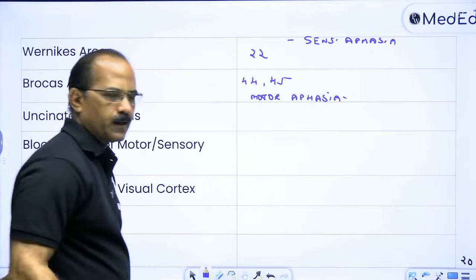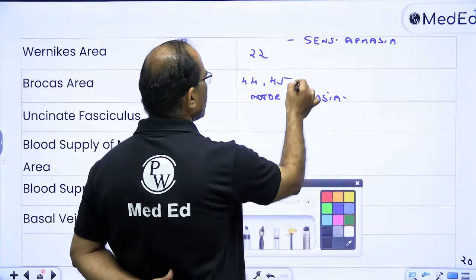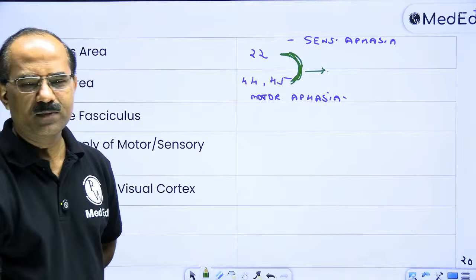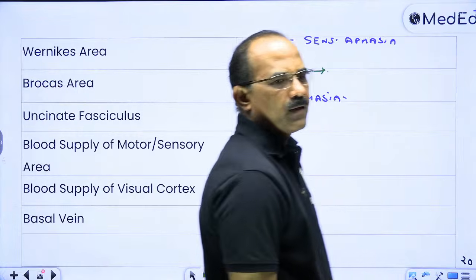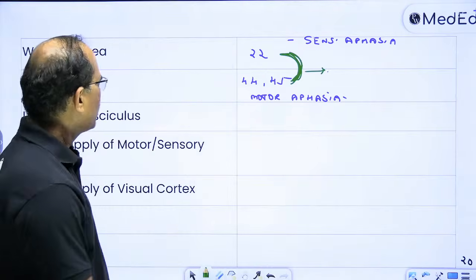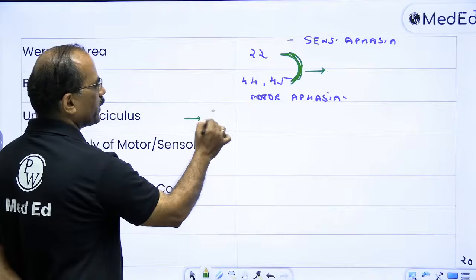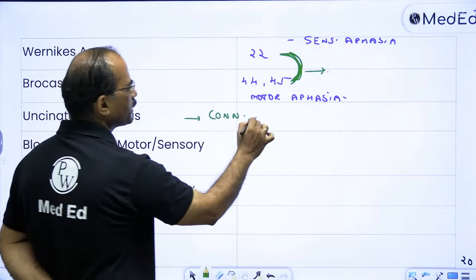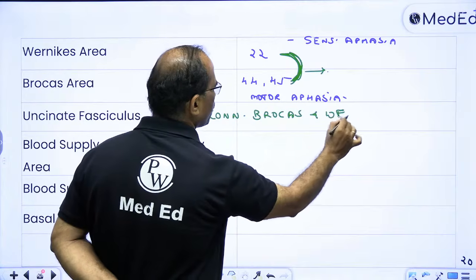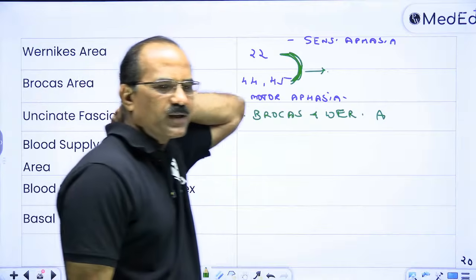Sensory aphasia. And you tell me there's a connection between these two. The Broca's and the Wernicke's areas are connected. What is this connection known as? बोल सकते हो? हाँ, अरे वो तो लिखा है नीचे. Right, it is written down. The connection between the Broca's and Wernicke's area is known as uncinate fasciculus. Uncinate fasciculus. बच्चों आंसर करो.